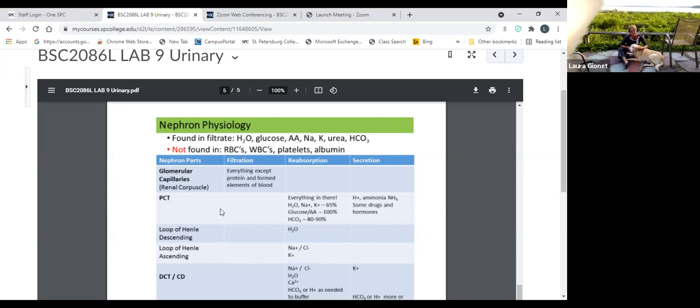All right, so proximal convoluted tubule, what can be reabsorbed? Really about anything that's found there. Water, sodium, potassium, about 65% of that. Glucose and amino acids, as long as they're of normal values in blood, then 100% of it will be reabsorbed. And when it comes to bicarbonate, about 85%, depending. It just depends on the level.